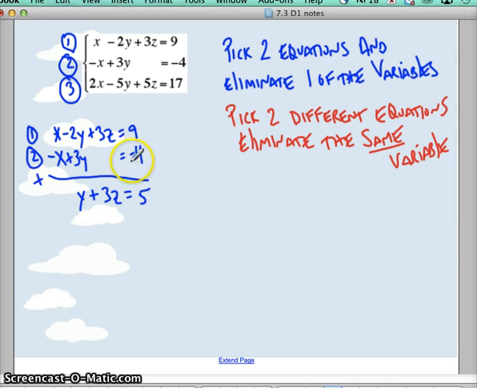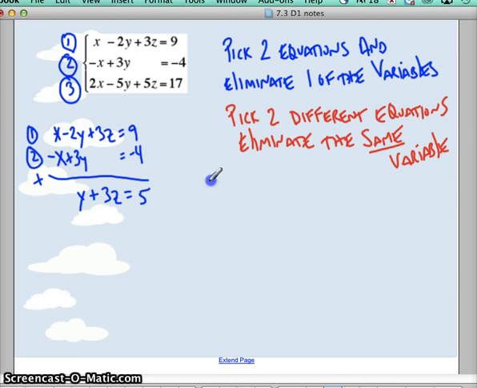So I already chose 1 and 2. So now I need to either do 1 and 3 or 2 and 3. And I'm going to eliminate the x variable again. So I think I'm going to pick 2 and 3. And I'm going to multiply the second equation by 2.